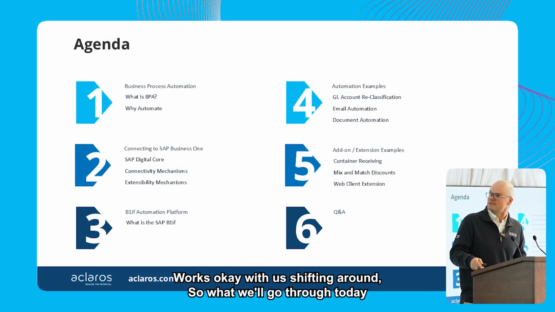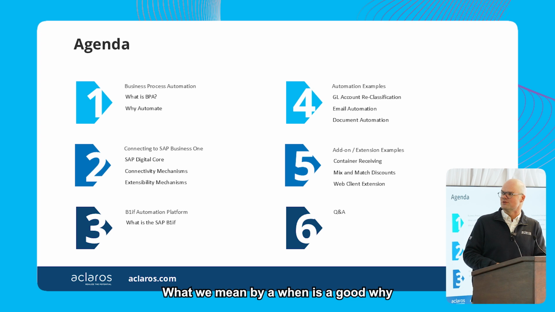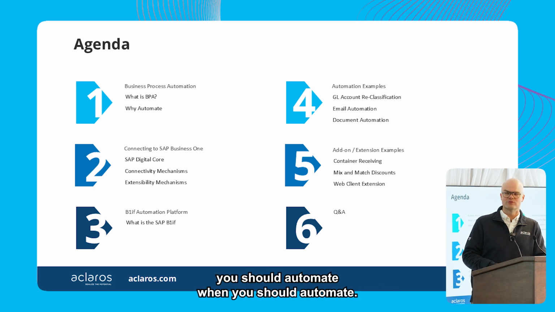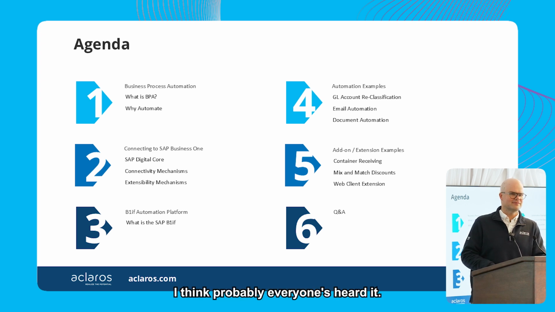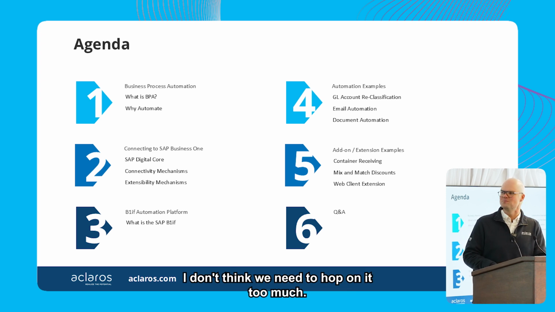So what we'll go through today, we're going to talk about business process automation, what we mean by it, why you should automate, when you should automate. We'll talk about what the options we have of automating and extending Business One are. And we'll talk a little bit about the integration platform. I think probably everyone's heard it. It looks like familiar faces from earlier presentations, so I don't think we need to hop on it too much.